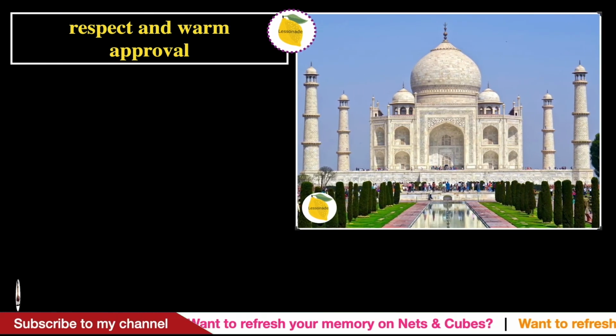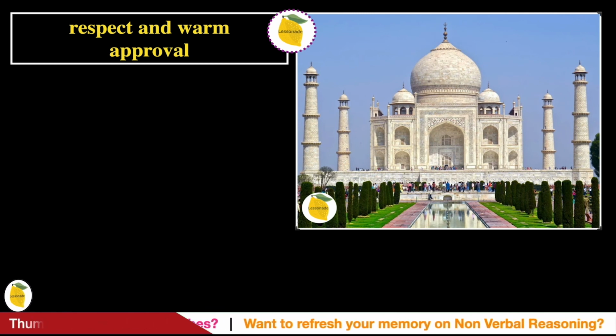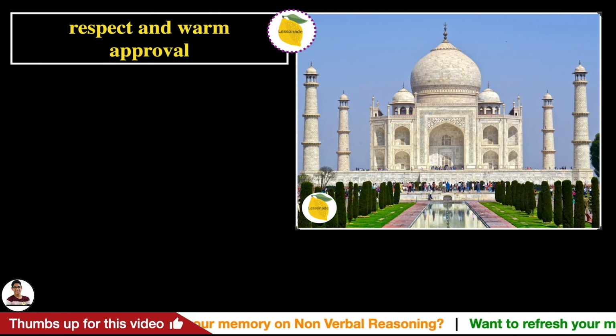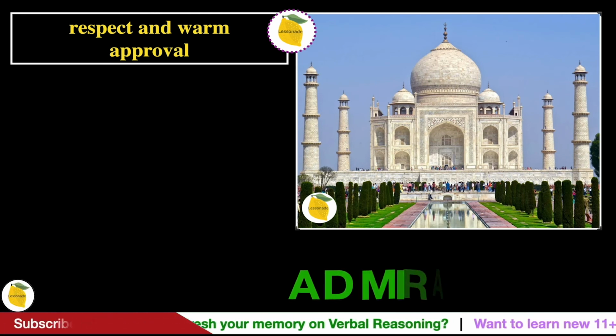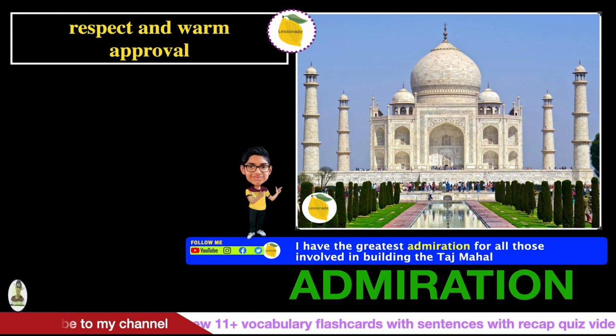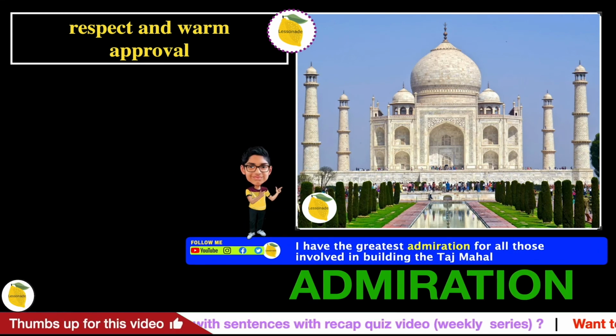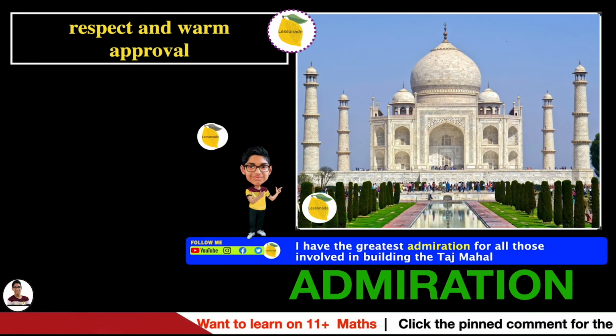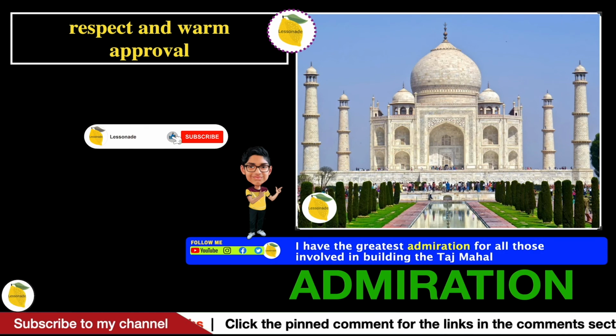The next one is respect and warm approval. In this picture we can see the Taj Mahal, which is receiving respect and warm approval, and therefore the word will be admiration. And the sentence for this word is, I have the greatest admiration for all those involved in building the Taj Mahal.